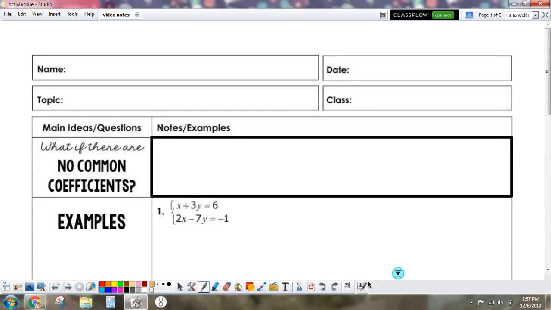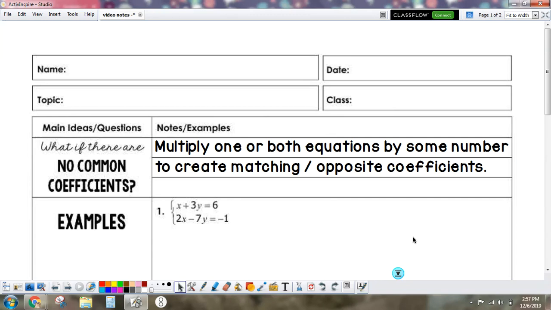So we've already talked a little bit about the elimination method. So what if there are no common coefficients? The examples we've been using all have had a common coefficient, so it's very easy to eliminate. Well, if you don't have a common coefficient, you can still use this method. You would just have to multiply one or both equations by some number to create matching or opposite coefficients.